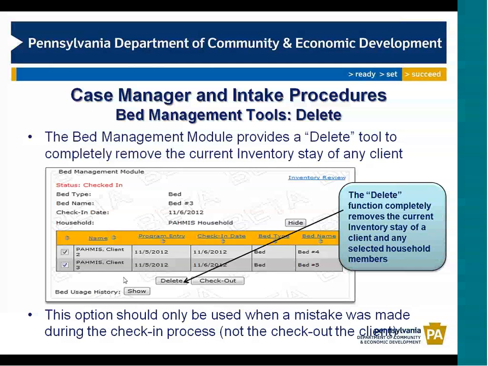Now, as a note, that should only be used when a mistake is made. Say you put them in the wrong bed and the guy shouldn't have even been there. We developed this feature because we didn't want to make you check them out, check them into another bed, and go back and delete that stay. It's a process that can be used in real time. However, if they're supposed to just be exited, please use the checkout process.